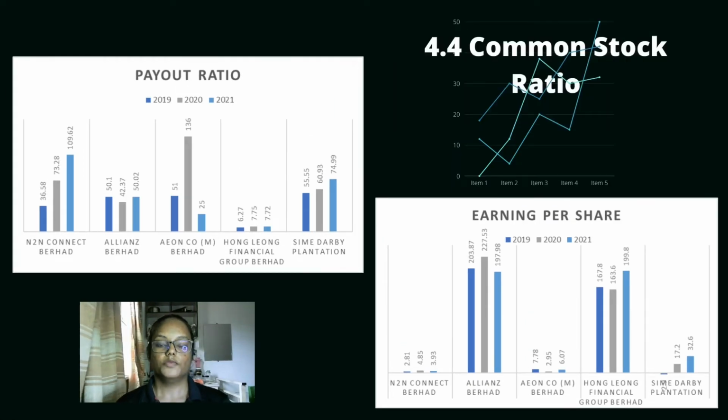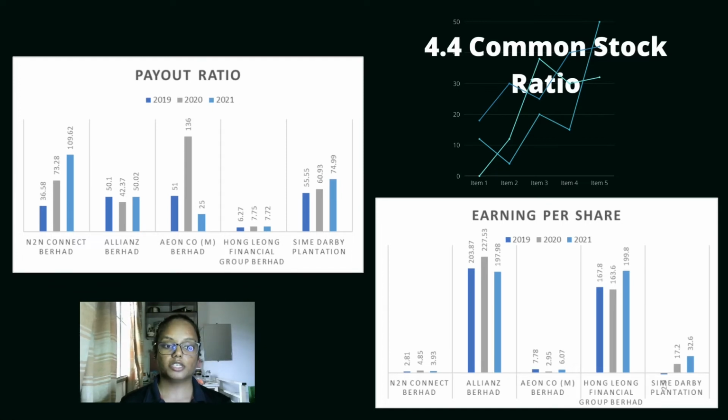Alright, for common stock ratio, we have two, which is payout ratio and earning per share. So first off, according to the above chart of payout ratio, End-to-End Connect Berhad's payout ratio shows an increase from 2019, which is 36.58%, to 2021, 109.62%. This shows that End-to-End Connect Berhad is paying out considerably more of its earnings in dividends while investing less money back into the firm. The payout ratio for Alliance Berhad fell from 50.1% in 2019 to 42.3% in 2020, before rising to 50.02% in 2021.